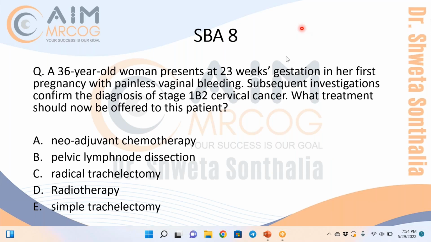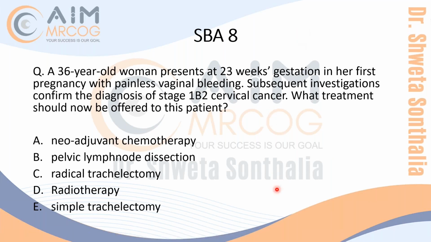A 36-year-old woman presents at 23 weeks gestation in her first pregnancy with vaginal bleeding. Subsequent investigations confirm the diagnosis of stage 1B2 cervical cancer. What treatment should now be offered to this patient? Neoadjuvant chemotherapy, pelvic lymph node dissection, radical trachelectomy, radiotherapy, and simple trachelectomy.